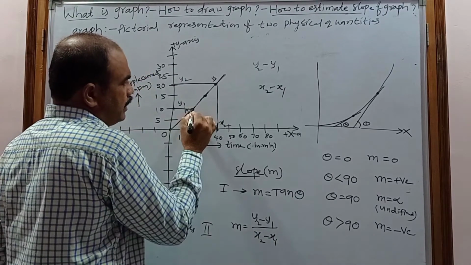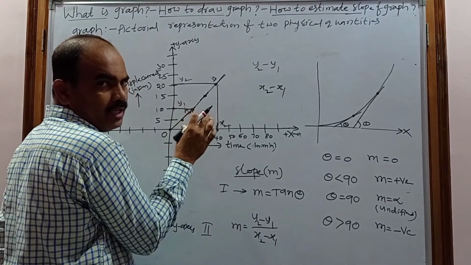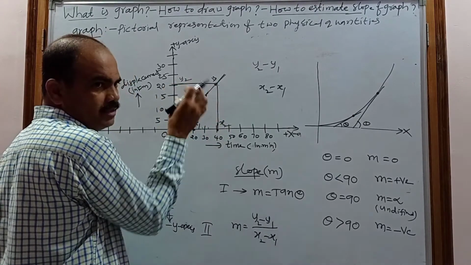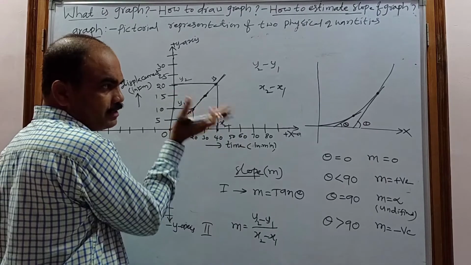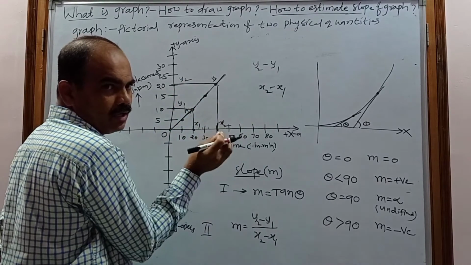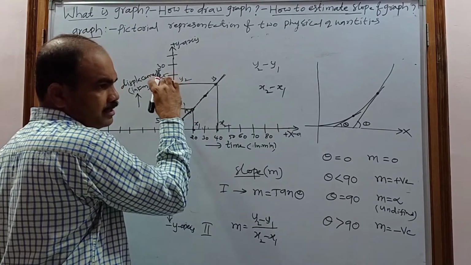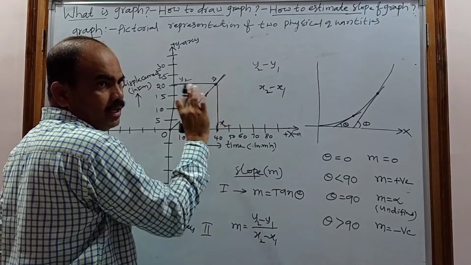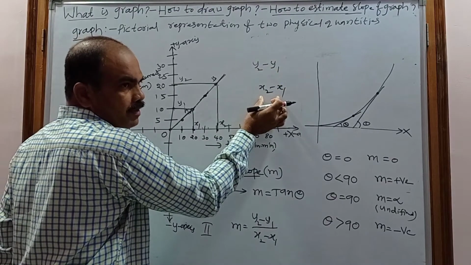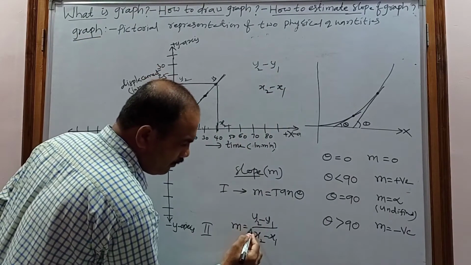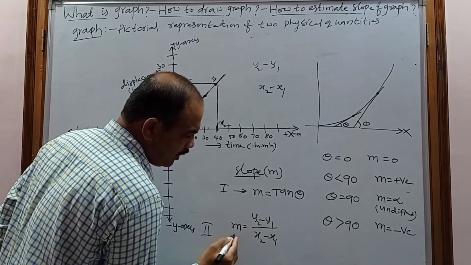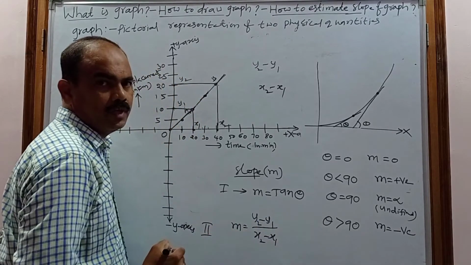So we are selecting the 2 points. After selecting the 2 points on the line, we draw the perpendicular to the x-axis and y-axis. They intersect somewhere on the x-axis and y-axis. The intersection point on the x-axis gives the x coordinate, and the intersection on the y-axis gives the y coordinate. Then find the difference between the y coordinates and the difference between the x coordinates. The ratio of the difference in the y coordinate to the x coordinate gives the slope.